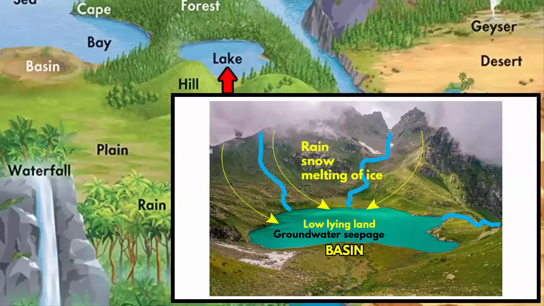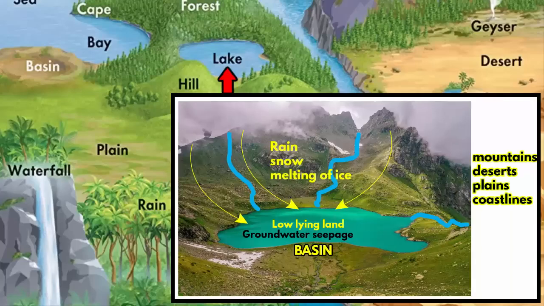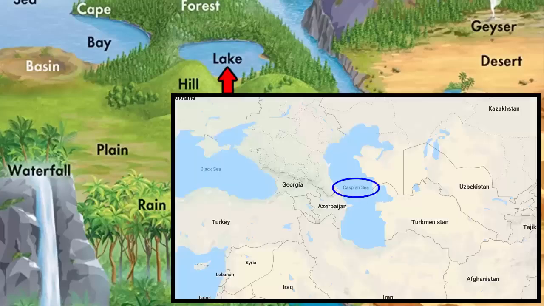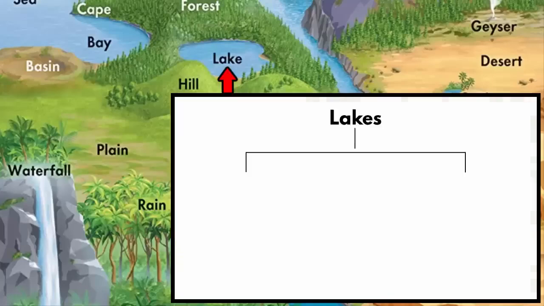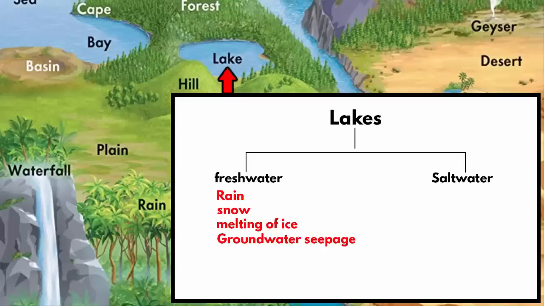Lakes are found in every kind of environment: mountains, deserts, plains, and near coastlines. Lakes are both small as well as big in size. Small lakes are often referred to as ponds, whereas a big lake can also be called a sea. The Caspian Sea in Europe and Asia is the world's largest lake. Then there is Aral Sea, Dead Sea. Lakes are both freshwater as well as saltwater. But most of them are freshwater.